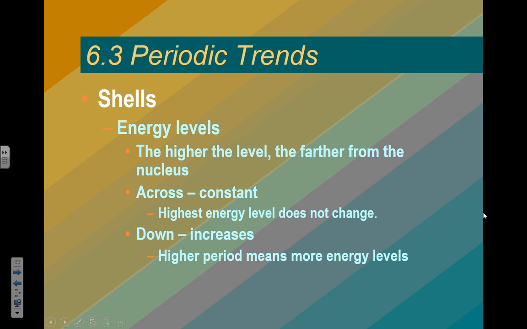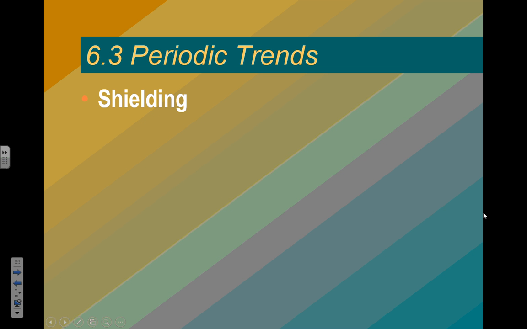And distance and how it affects attractions is a really important idea that we're going to end up looking at related to this. So those are our trends with shells. But all that's left is shielding. Now, shielding is the one that is the most complex idea. If you look at it in the right light, it's really not that bad, but you do need to understand exactly what I want you to be able to say on the test related to shielding.